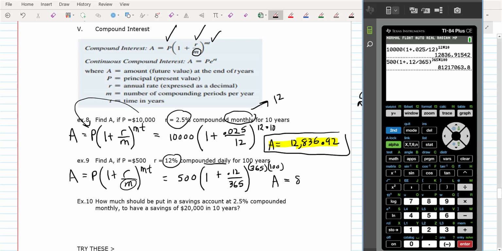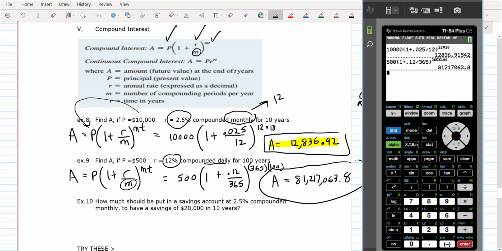So anyway, that would be, guys, is that in the millions? My God, that's $81,217,063.8. Well, okay. Well, one thing that I want you to make, there's a connection I would like you to make, really. Okay, exponential functions go like that.